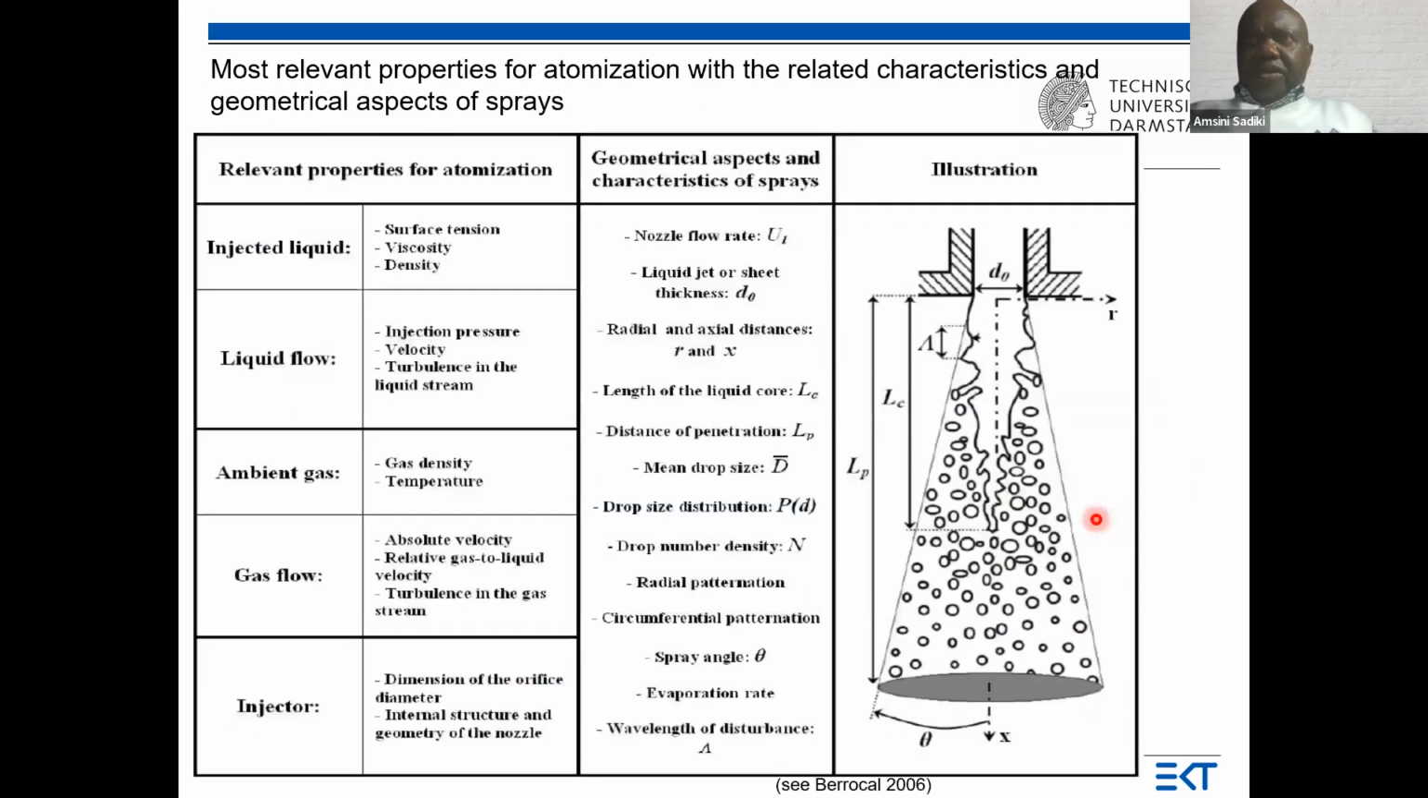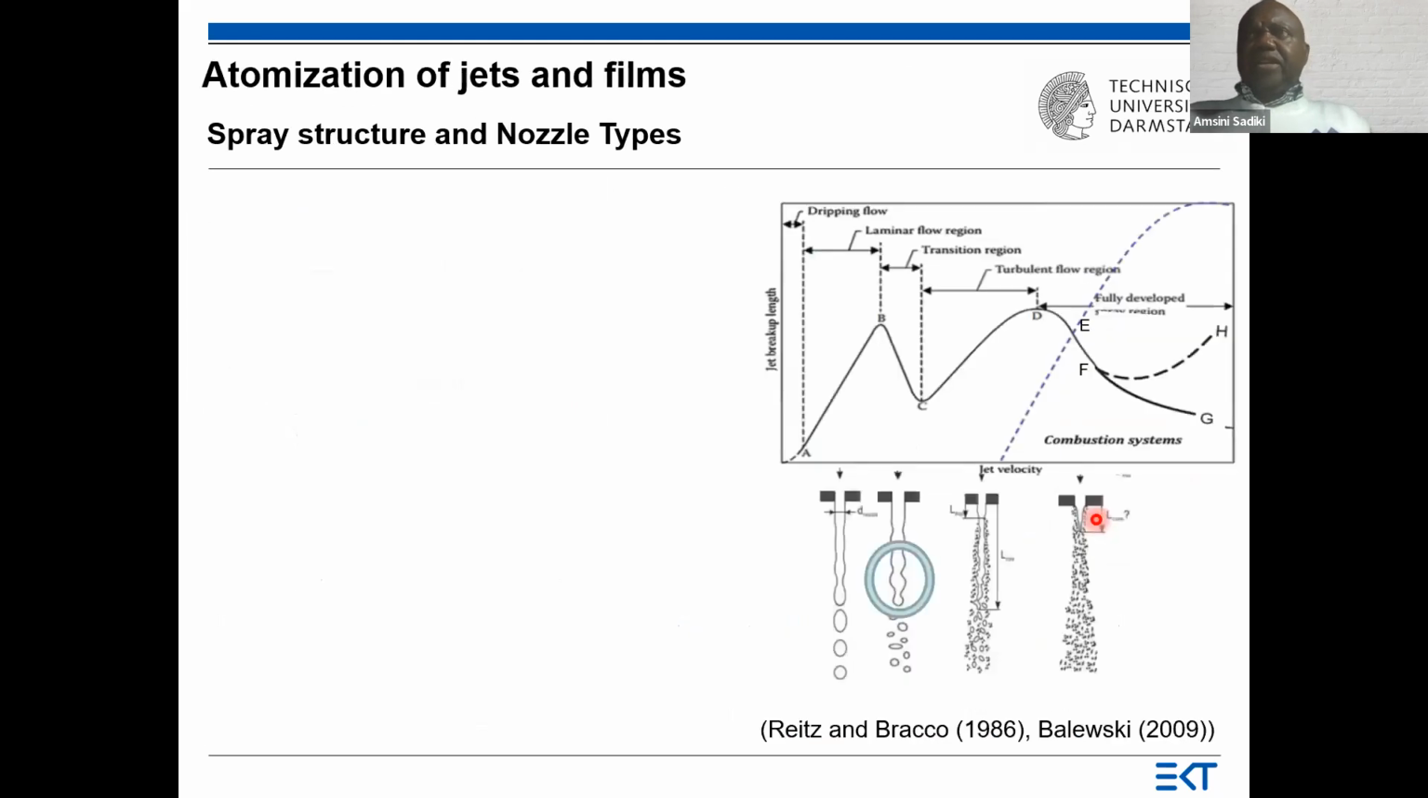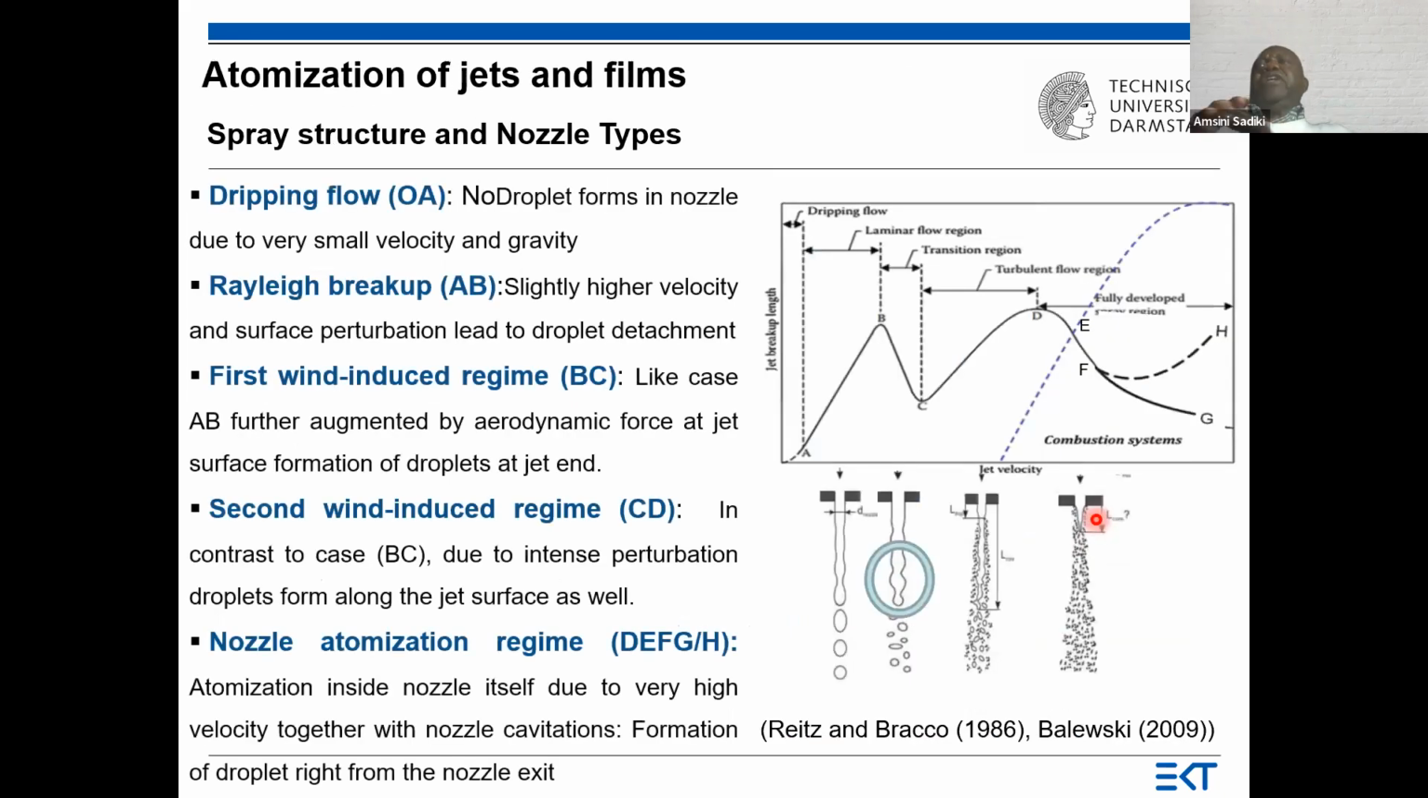So with this, let me put everything together here. We have the structure and the nozzle tip. Depending on the jet, this is the jet breakup length, and this is the jet velocity. This means the type of outcome depends on the jet velocity.